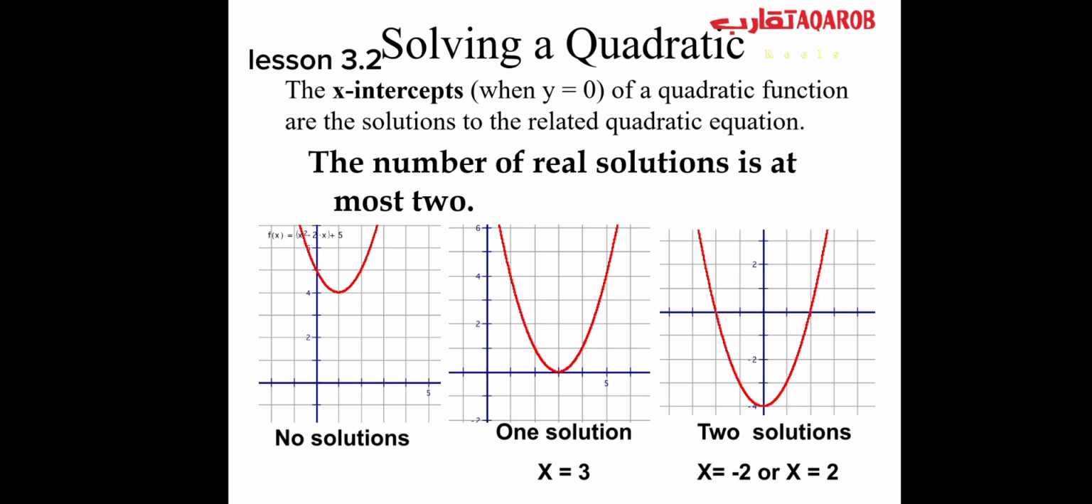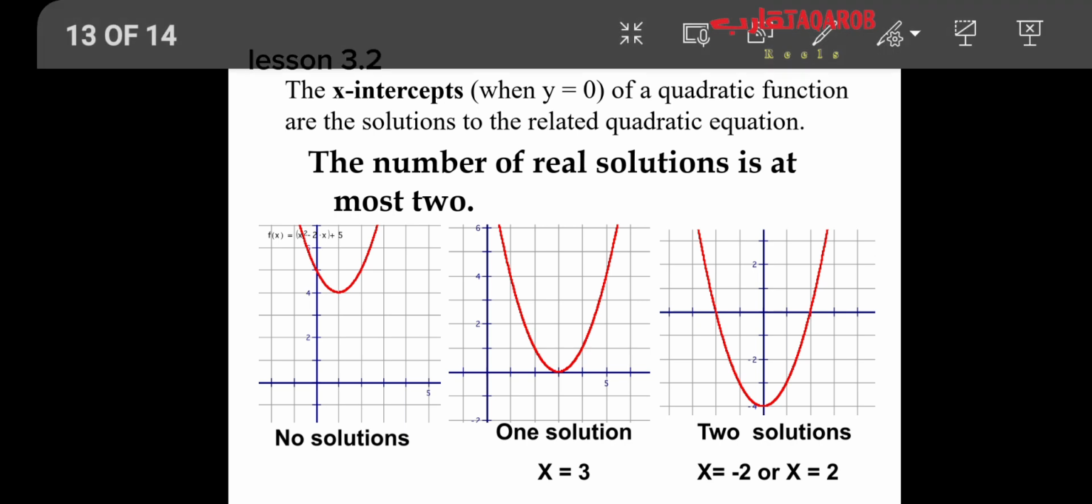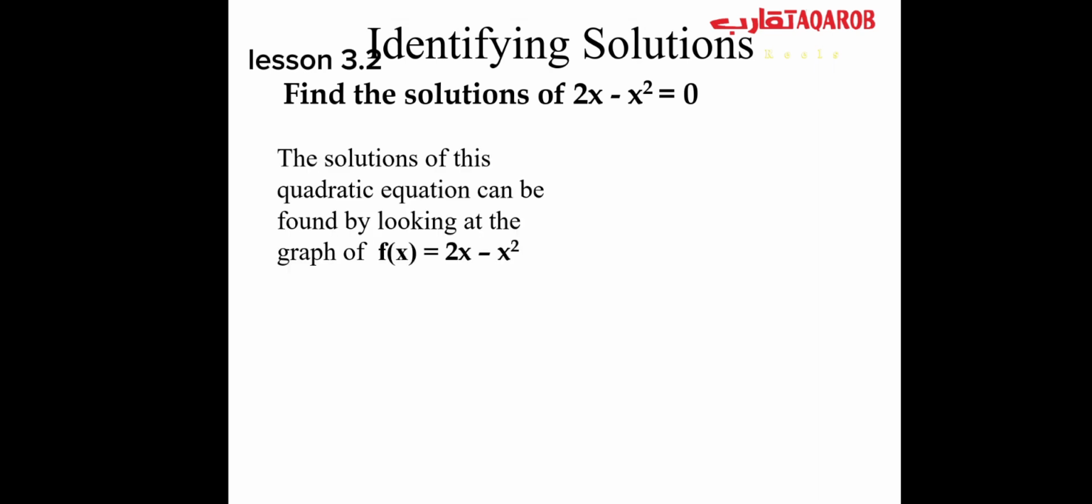The last situation, as you can see here, is when you have two solutions. So when I have two solutions, I have two roots, two intersections of the parabola with the x-axis. Now, as you can see here, the maximum number of solutions for a quadratic function is 2. The minimum number of solutions for a quadratic function is 0. We may have no solution for this quadratic function.